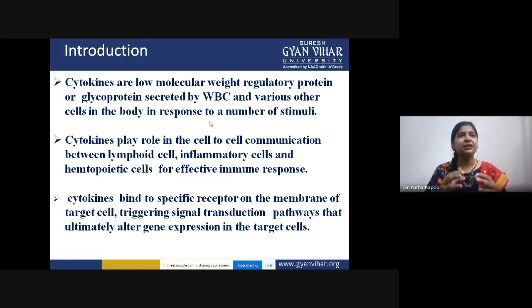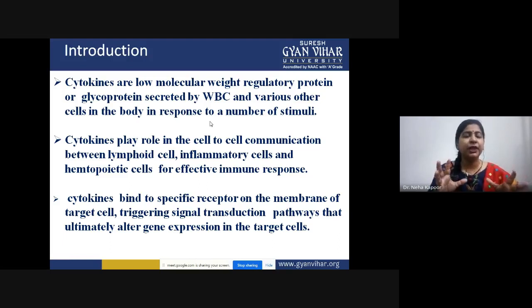So in a nutshell, we can say these are low molecular weight regulatory proteins or glycoproteins that can be secreted by some leukocytes, lymphocytes, and phagocytes in response to some stimuli. That means they are not constitutively expressed. They are only produced whenever some sort of stimulus is induced.